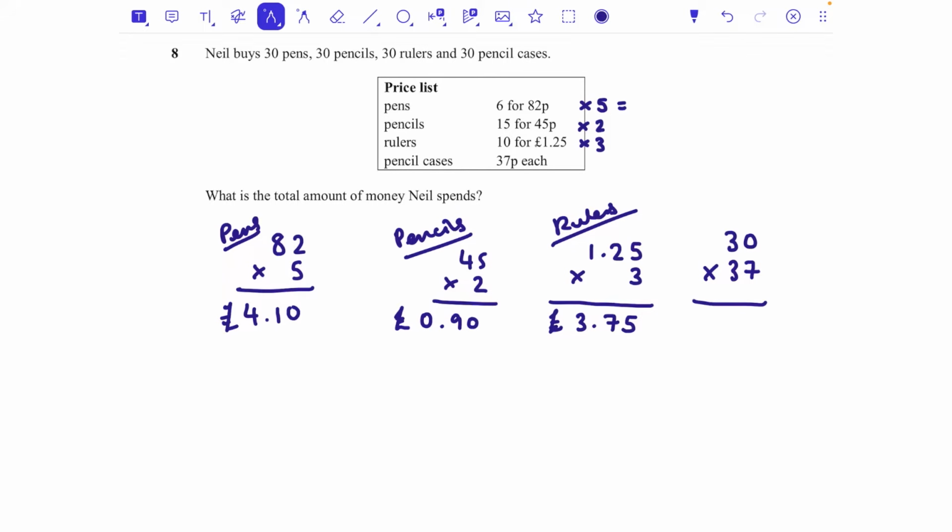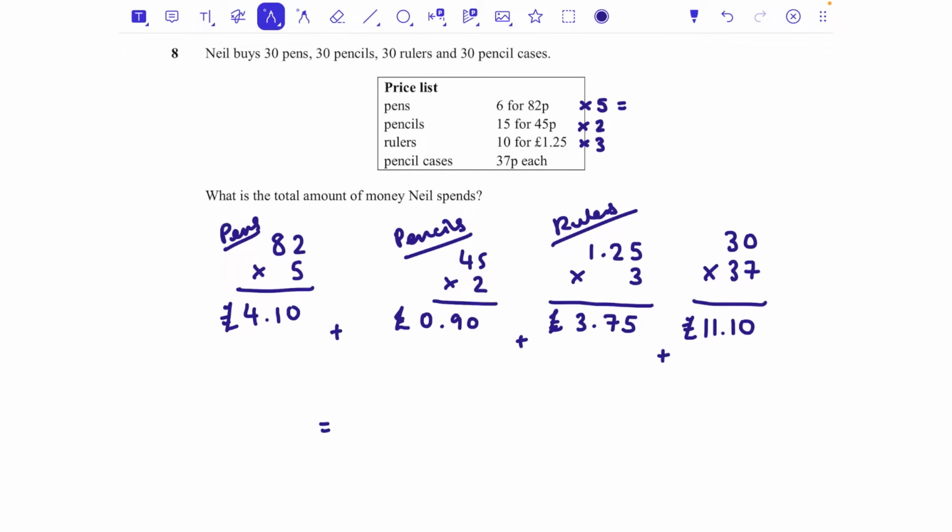And last but not least, 30 times 37. I'm just using my calculator. This is a calculator paper. So that is 1,110, so £11.10. Adding all of those answers together is going to get me the total cost.